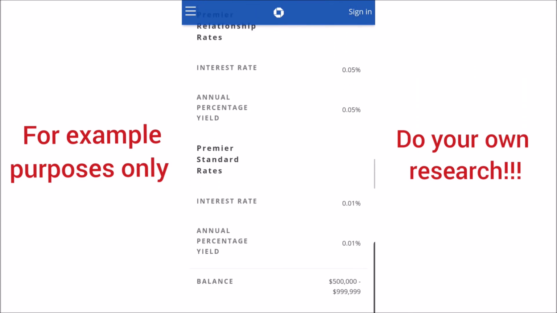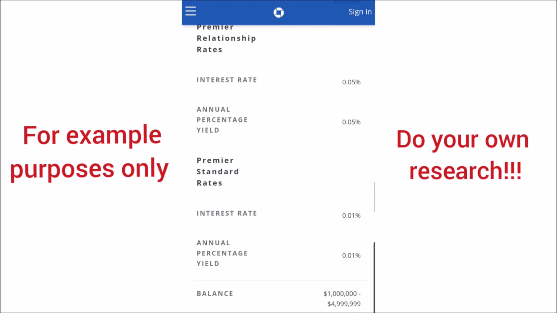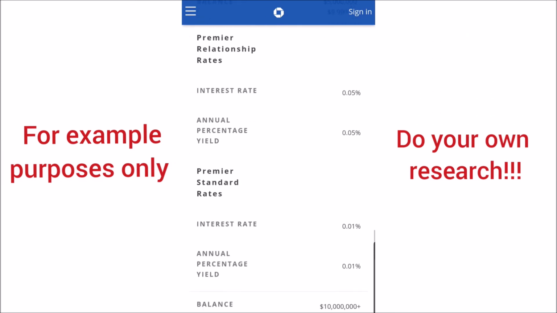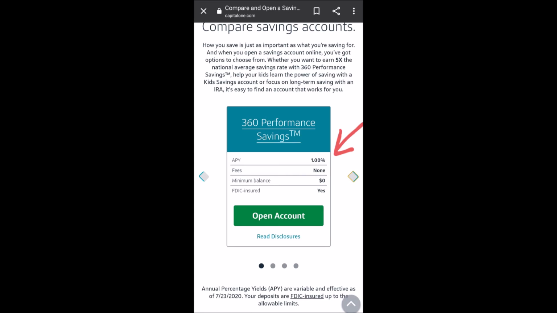I'm just not understanding the logic. I need someone who is knowledgeable in this area to please let me know what's going on. Now we have Capital One, and this is their 360 performance savings account, and the interest is 1.00%.